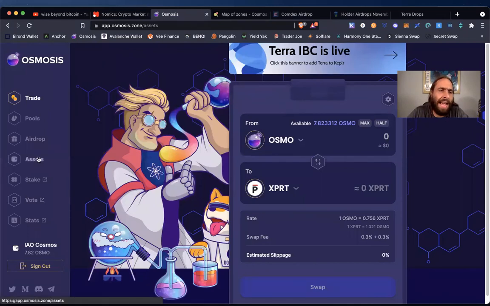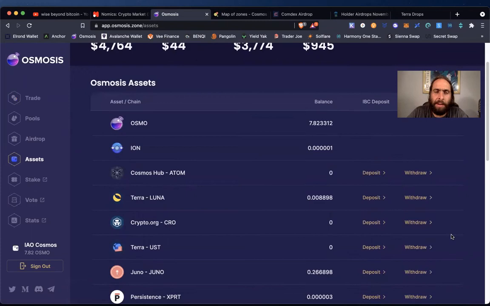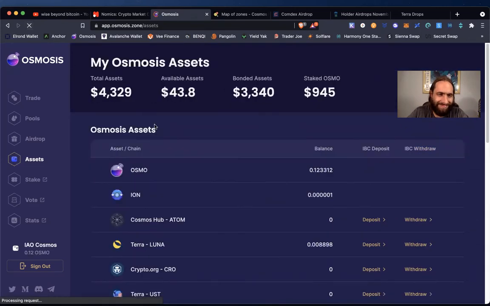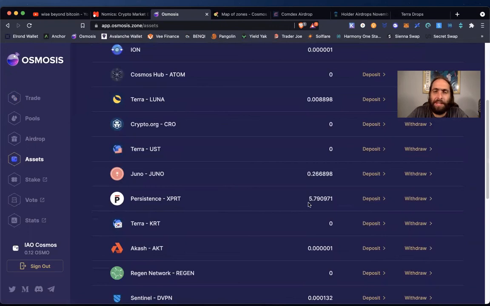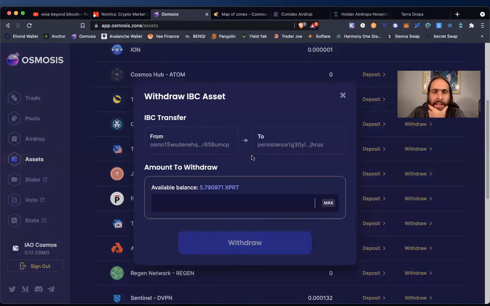So what do we do? We go over to assets. The same way you would send in Cosmos into your wallet, you'll be able to withdraw it all into your IBC. Now we come over here to persistence, and we probably should refresh the page. And then we come over to persistence and we see that there's 5.79. Well, this time I want to take that to its native chain. So let's say I'd like to withdraw. Look, it comes right over to my Keplr wallet. So it does it all right there in-house. And I can say, well, let's do the max. And I withdraw.